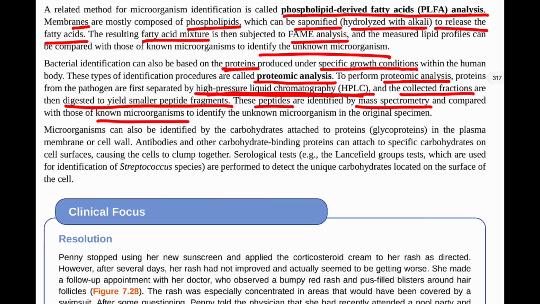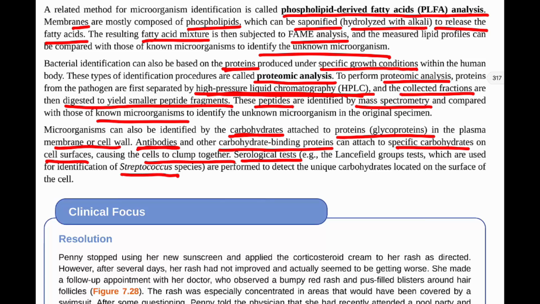So lipids, proteins, and carbohydrates that are attached to our glycoproteins. So attached to the proteins, those are glycoproteins in the plasma membrane or the cell wall. So antibodies and other carbohydrate-binding proteins can attach to these specific carbohydrates on the cell surfaces and cause the cells to clump together. We can do serological tests, for example, those used for Streptococcus species, to determine or detect the unique carbohydrates that are located on the surface of the cell.